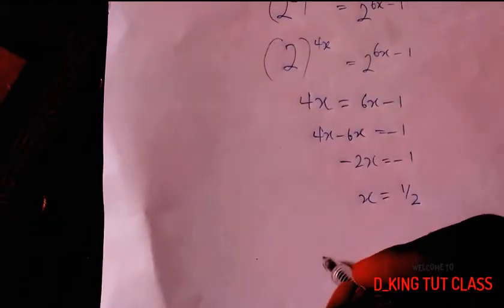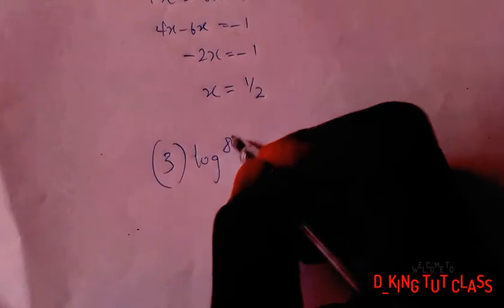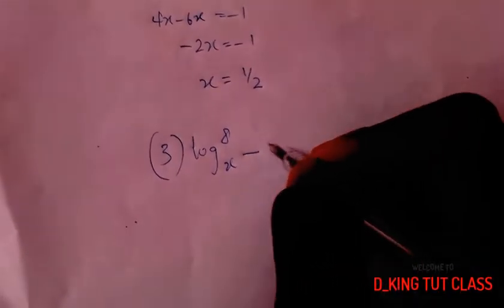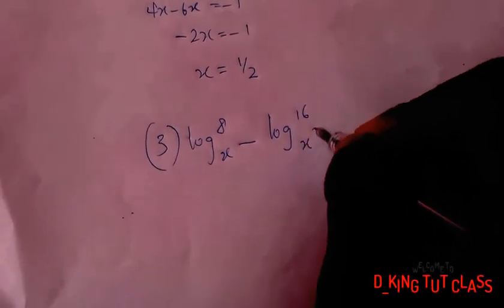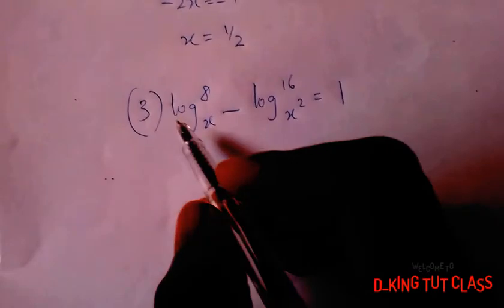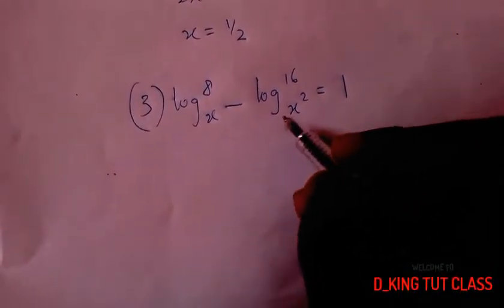Okay, so given number 3 question, we have log 8 base x minus log 16 base x squared equals 1. Now, in this case, what will I do? The best thing I can do here is to make my base the same. How will I make it the same?